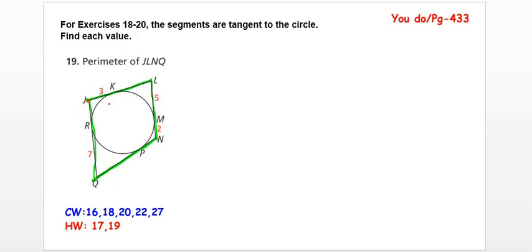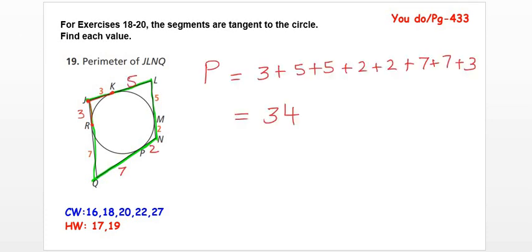Then look at this. If I take point J, this is the circle, right? So if I draw a tangent from here to point K, and if I draw another tangent to the circle, and the point of tangency is R, so J to K is 3, so J to R will also be 3. Following the same theorem, complete all the measurements and then get the perimeter, and perimeter is to add all the sides.